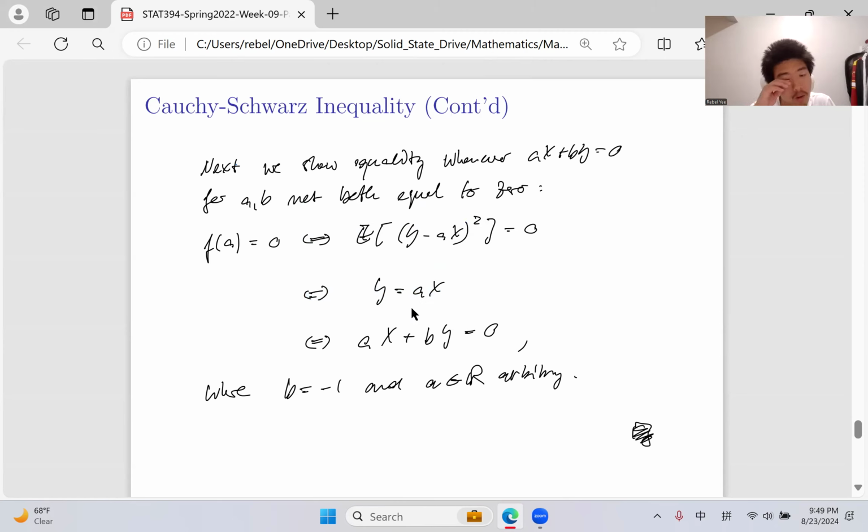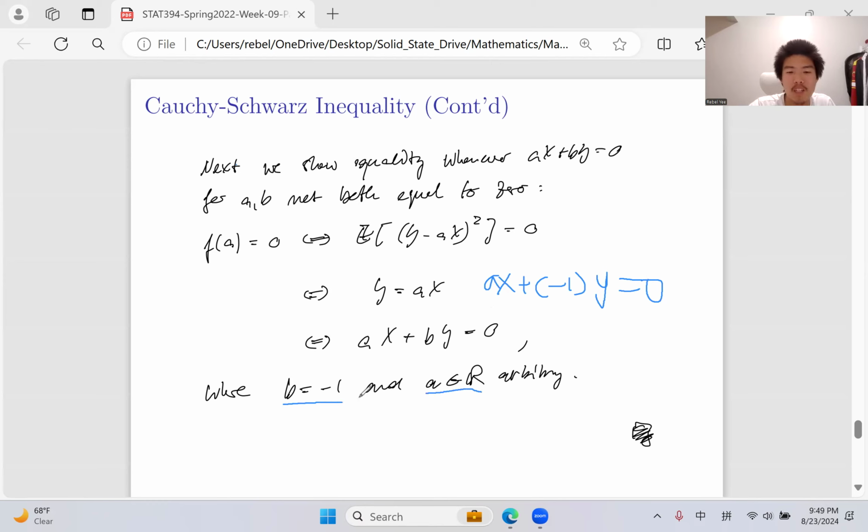Which means this is the only case. And this one can also be written in the form ax plus -1 times y equal to 0. So a is any real number, and b is -1. So this is the only possible form that will lead to the equality.